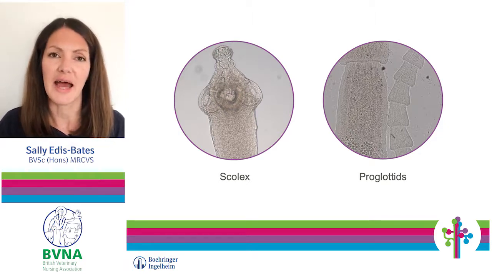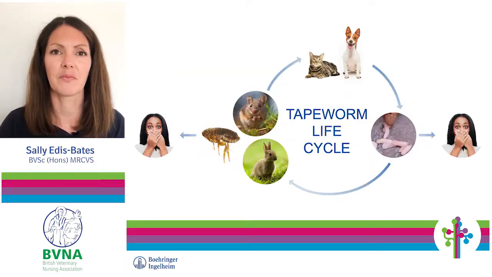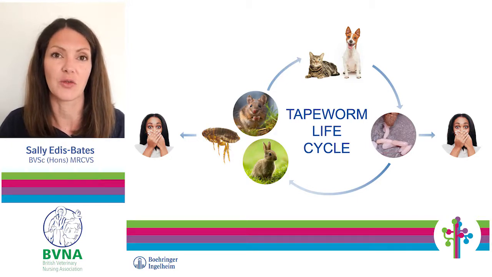The proglottids detach from the end of the worm and then wiggle out of the pet's bottom, and this is what we see when we see the segments on the pet's fur. So once the proglottid has wiggled out of the cat or dog's bottom, the eggs are released into the environment, and they're then eaten by an intermediate host.